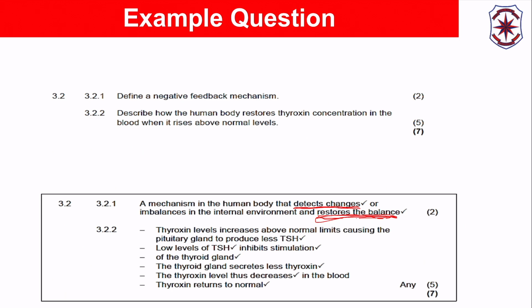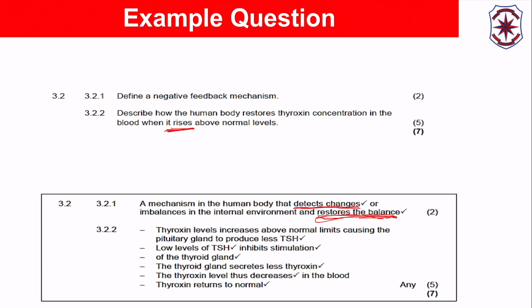So the definition involves the detection of any change in the internal environment and restoration of balance. The second question: describe how the human body restores thyroxin concentration in the blood when it rises above normal. In the previous video, I have shown you how this happens. So here, I'm just going to be walking through the response very quickly.